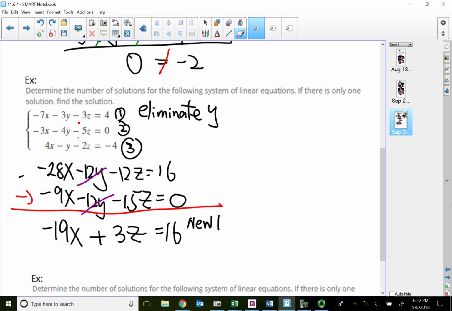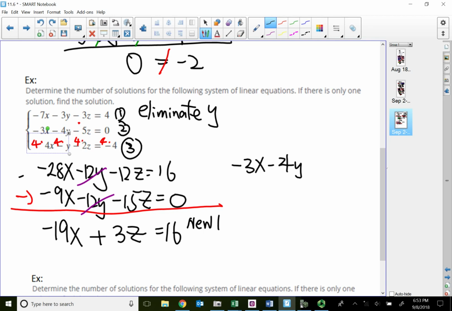Eliminate y. So I'm gonna do the second and the third this time. If I pick second and third, make the y the same, that means my third equation, everybody got to times by 4, because the common multiple between 4 and 1 is 4. So the second equation does not change. All right, let's see what happens here. Third equation, that will be 16x minus 4y minus 8z equal to negative 16.